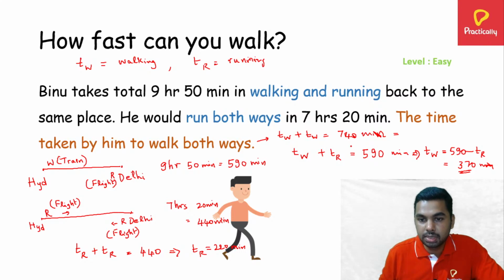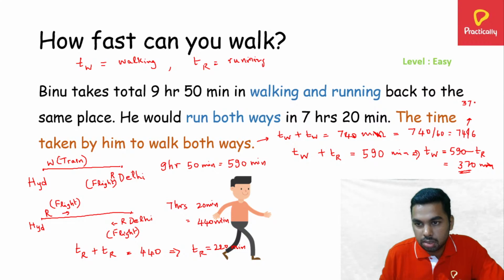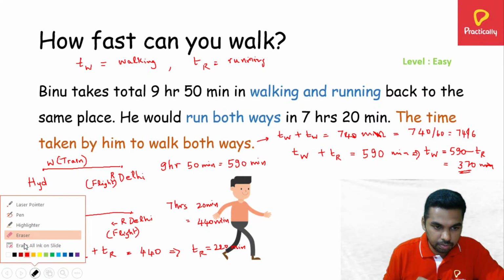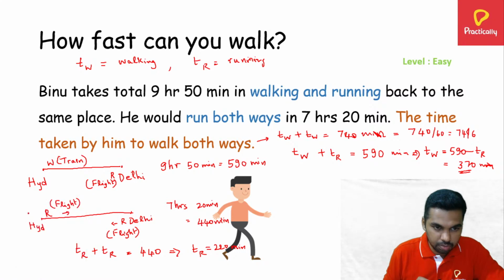What should you do? You should divide by 60, right? So when you divide by 60, how much will you get? 740 divided by 60 is 74 divided by 6, which is nothing but 37 by 3, since the half of 74 is 37. So 37 by 3 has to be done. So an easier way is to do the following. I think I am running out of space, so let me just do it above. Okay, let's do it here.